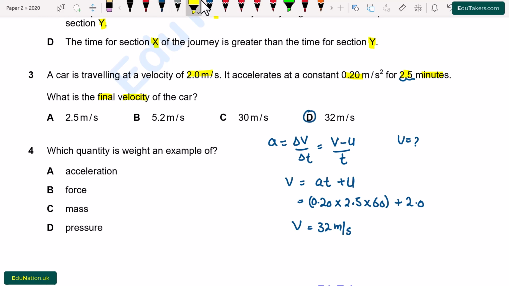Question number 4. Which quantity is weight an example of? Option A acceleration, B force, C mass, D pressure. This is basically force. Option B is correct.